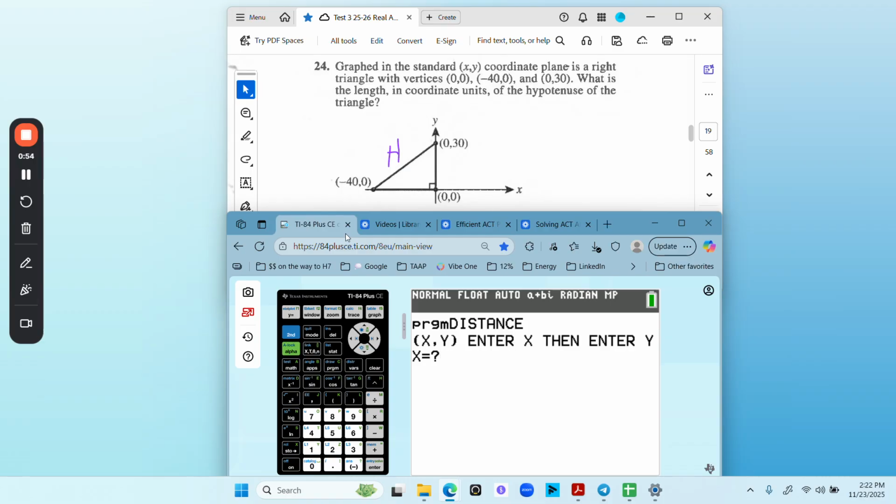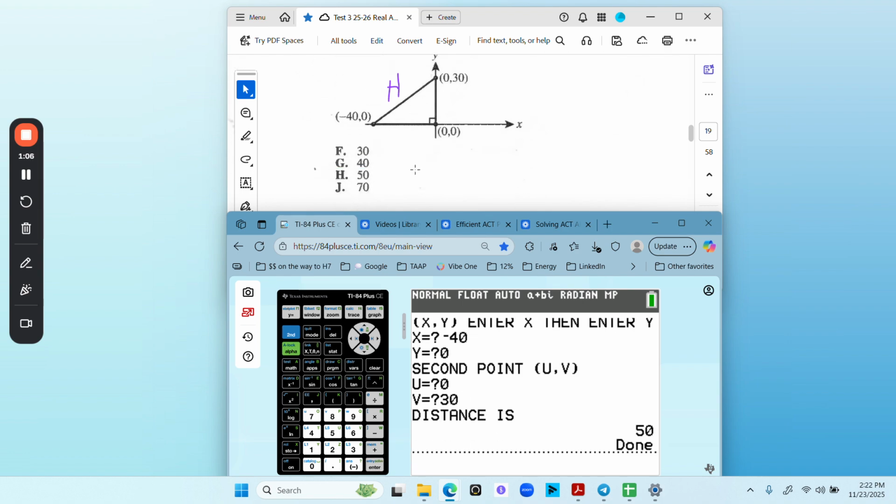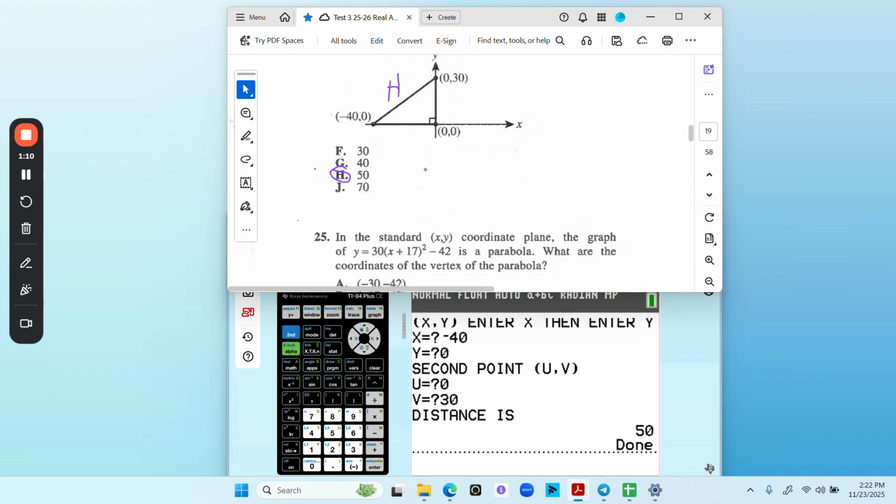So we're going to put in the first point, so -40, 0. And we're going to put in the second point, 0, 30. And it tells us the distance is 50. It means H is the right answer. And we just solved that problem in less than a minute.